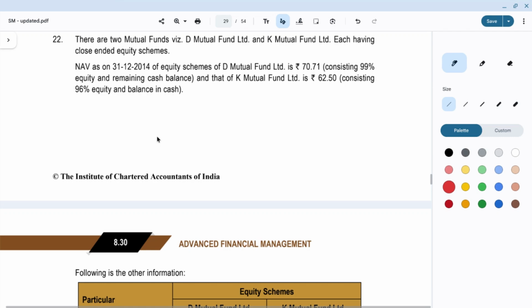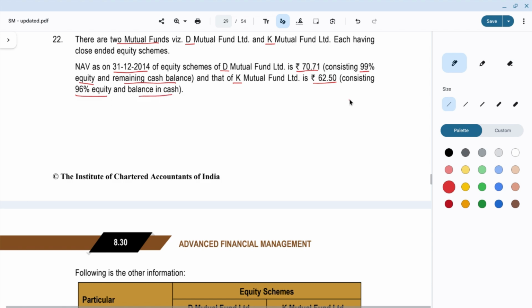Question number 22. There are two mutual funds, D Mutual Fund and K Mutual Fund Limited, each having closed ended equity schemes. NAV as on 31/12/2014 of equity schemes of D Mutual Fund is 70.71 rupees, consisting of 99% equity and remaining cash balance, and that of K Mutual Fund is rupees 62.5, consisting of 96% equity and balance in cash.